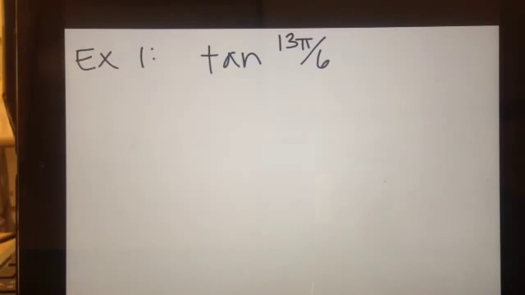So for the first example, we are going to evaluate tan of 13 pi over 6. And if I look at it right now, 13 divided by 6 is a number that's over 2, so that means that this is not on the unit circle. So what I'm going to do is take 13/6 and subtract 2 from it so that I can see what number would be inside of the circle.